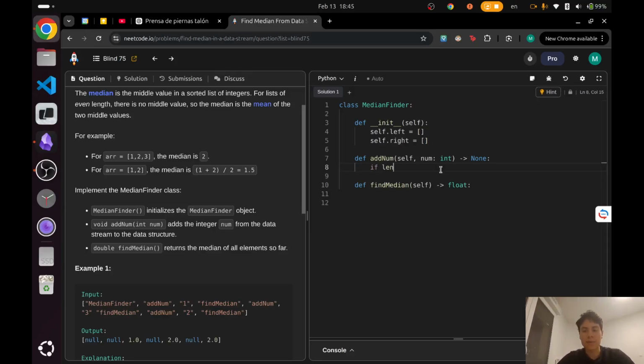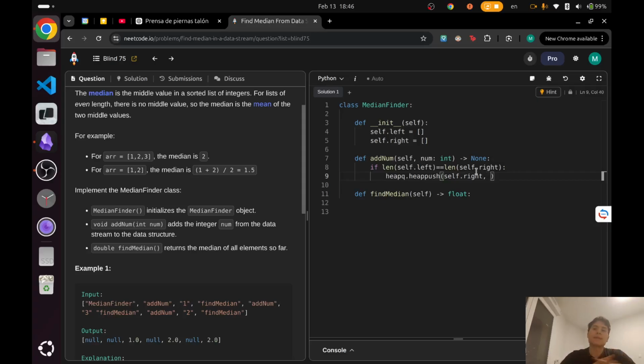So the first case is if both have the same length. So I'm gonna say length of self.left equal to length of self.right. If both are equal, it means that we need to push to the left and then pop it and push it back to the right. So I'm gonna say heapq.heappush, and we're gonna push into self.right.